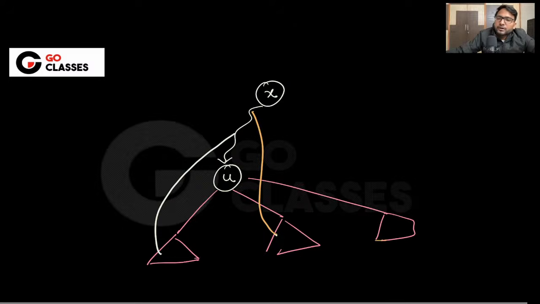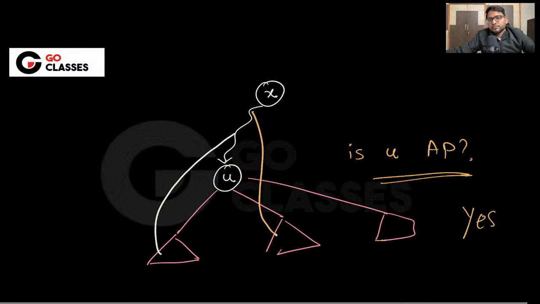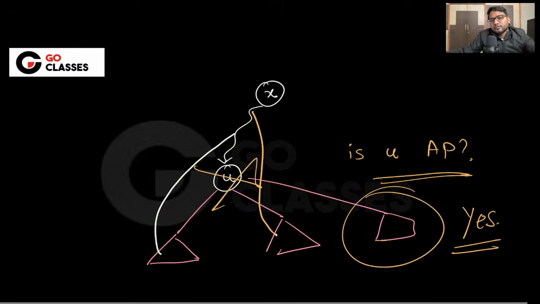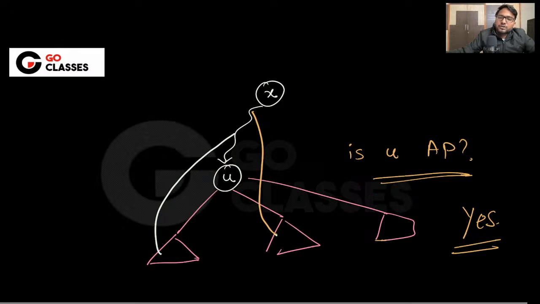Is this an articulation point? Is u an articulation point? What do you think? The answer is yes. Okay, understood? Because there is one subtree that is not directly connected, right? So even if you remove it, this subtree at least will get removed. So hence this is an articulation point.